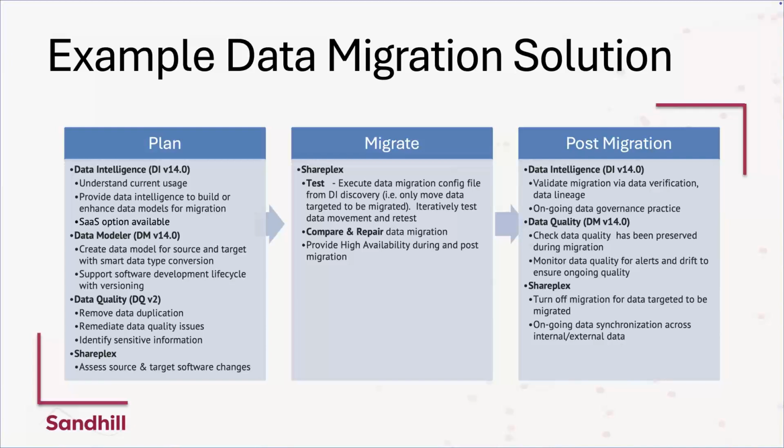Now, a possible solution using these products would look a little bit like this. You've got to plan what you're going to do. So the data intelligence product would help us understand the governance part, help us understand what we have in the curation process. The data modeler is going to take a look at all the different metadata that's contained in all those data structures, so we understand what they look like. And of course, a first pass at data quality to make sure that we've got no duplicates, we have reasonably high quality, and then SharePlex is the mechanism by which we would move it to the target system.